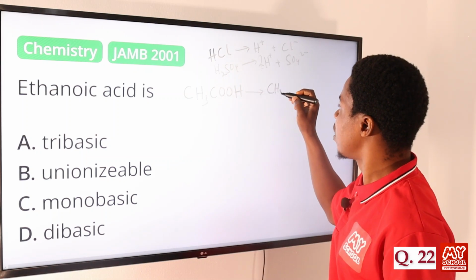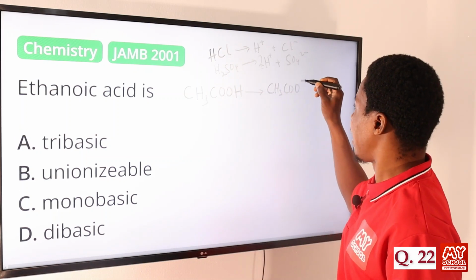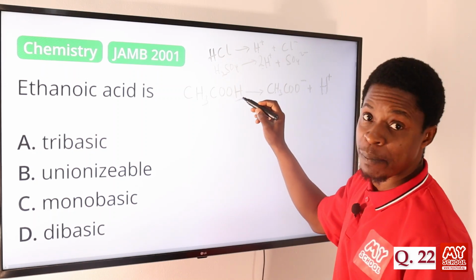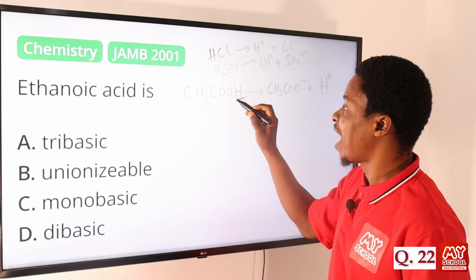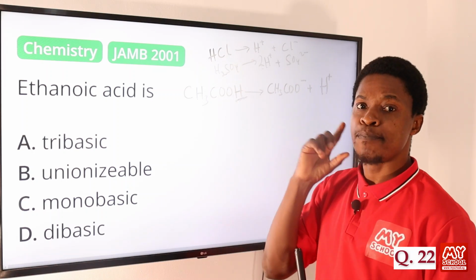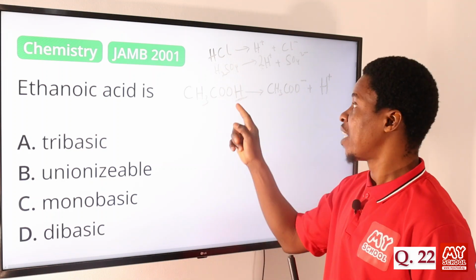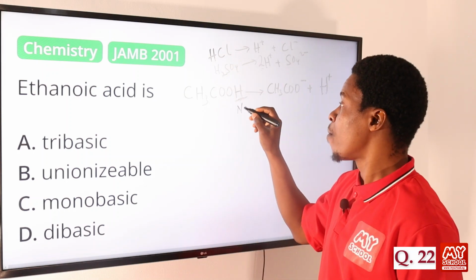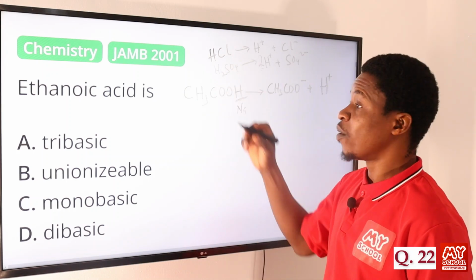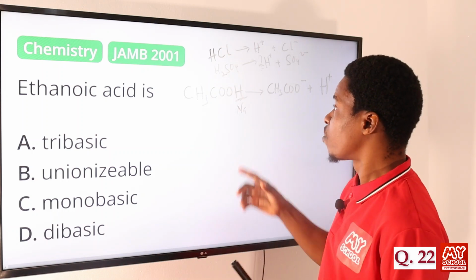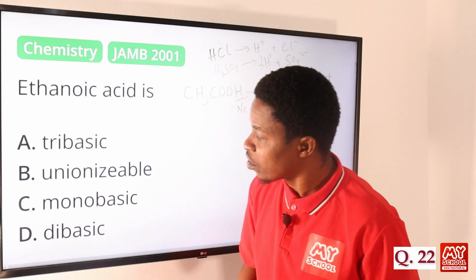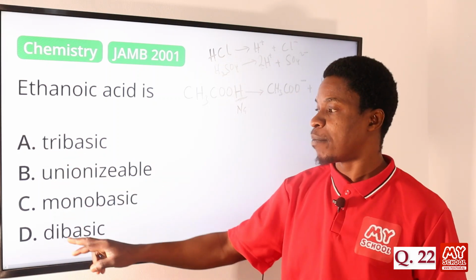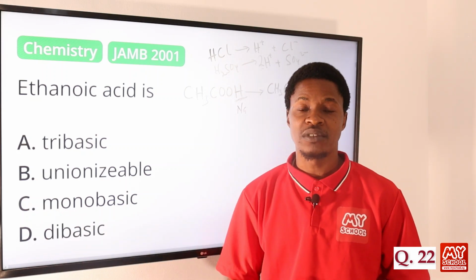But for this, we have only one. We have CH3COO minus plus H plus. So only 1 hydrogen can be replaced here. Only this hydrogen. So because it's only 1 hydrogen that can be replaced here, it is monobasic. Only 1 hydrogen can be replaced by a metal to form a salt. For instance, sodium can come in from sodium hydroxide to form sodium ethanoate. So only 1. So that is monobasic. Let's look at the options. Option A is tribasic. No. Unionizable. No. Monobasic, C. Dibasic. The correct answer is option C.